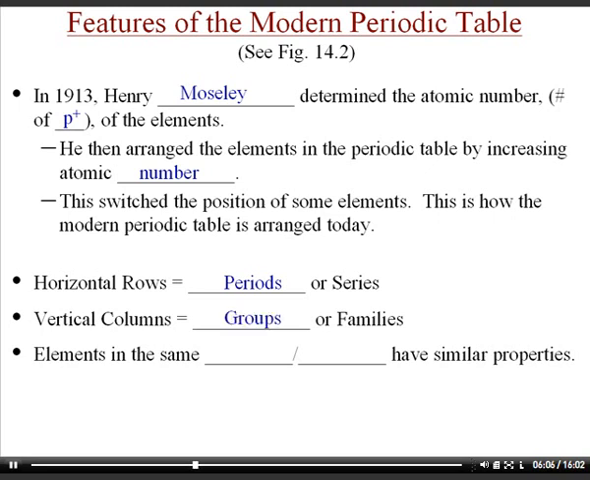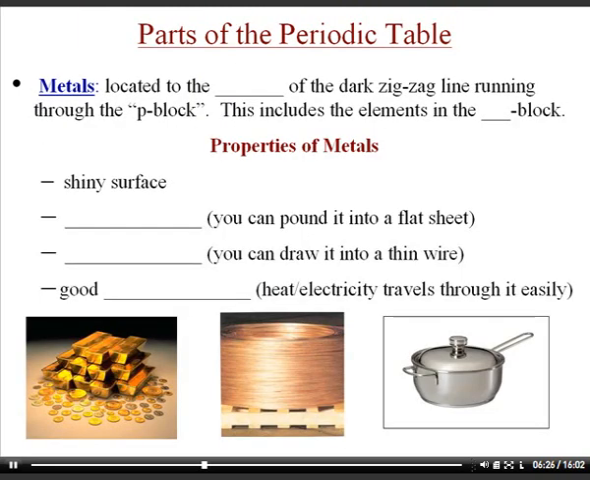The vertical columns are called groups or families, and we'll specify specific names of these groups later. I like the term family because if you're in the same family, you sometimes have similar properties. Like in my family, we're a bunch of science teachers, so we have that similar characteristic. And so elements in the same groups or families will have similar properties, and we're talking about chemical and physical properties.